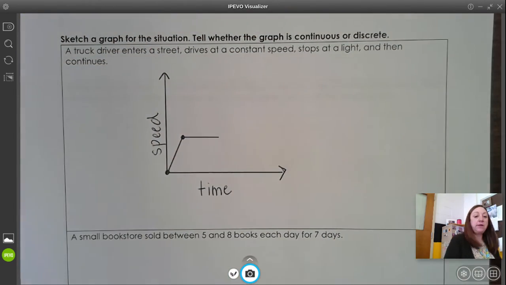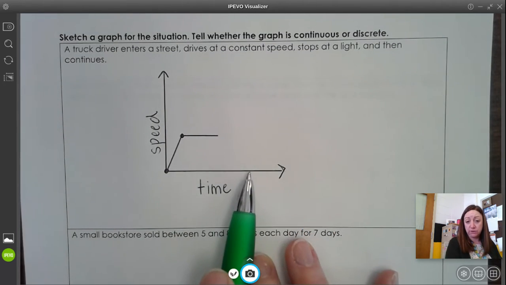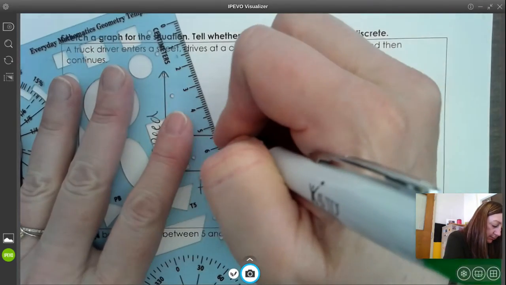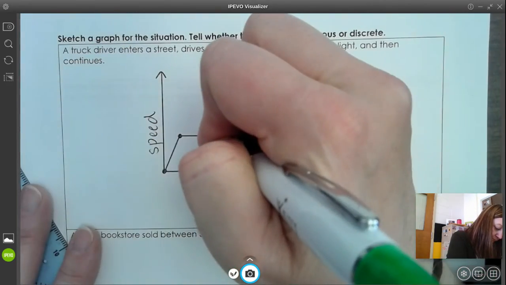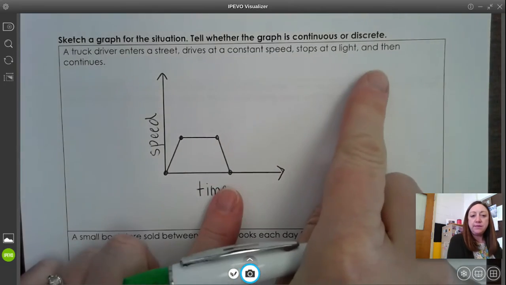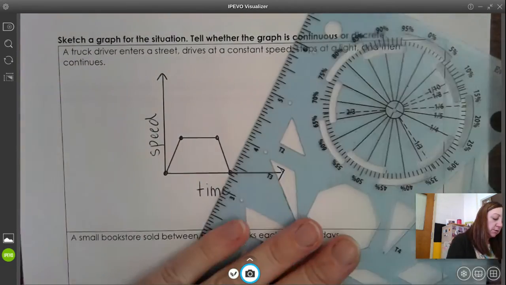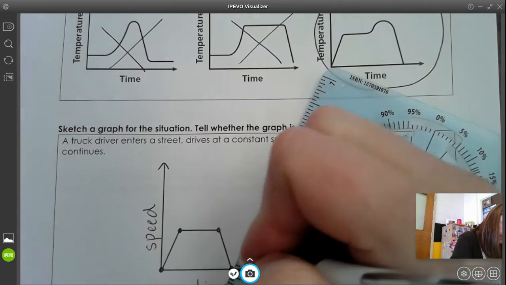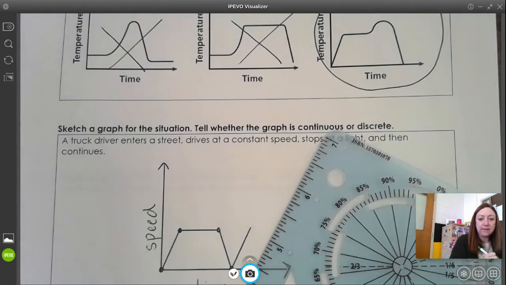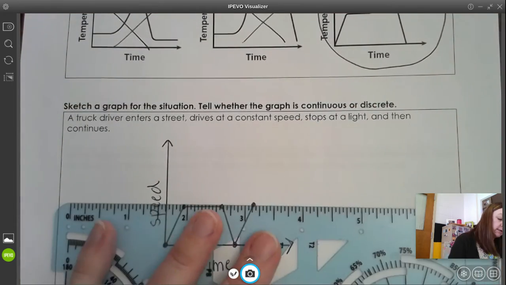Okay, and then they stop at a light. So when they stop at a light, what happens to the speed? It gradually slows down to 0. So this part is going to have to come down all the way to 0. And then they're going to continue. As they continue, they're going to speed back up, probably until they get to about that speed again, and then they're going to continue from there.